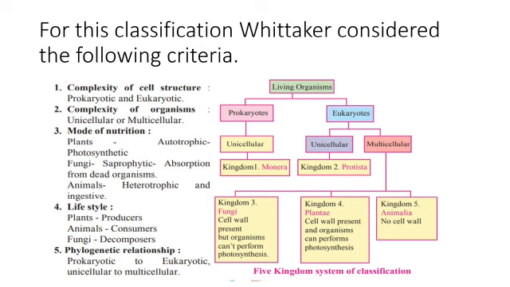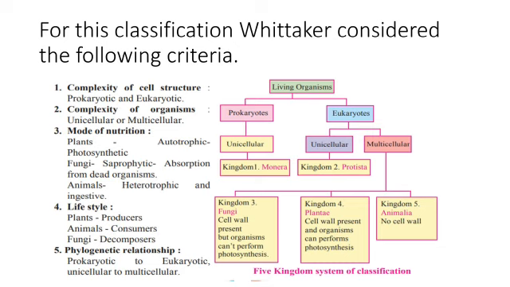Second, complexity of organisms, whether the animal is unicellular or multicellular. Third, mode of nutrition. In plants, there is autotrophic and photosynthetic nutrition, whereas fungi are saprophytic, absorbing from dead organisms, and in animals it may be heterotrophic and ingestive type.